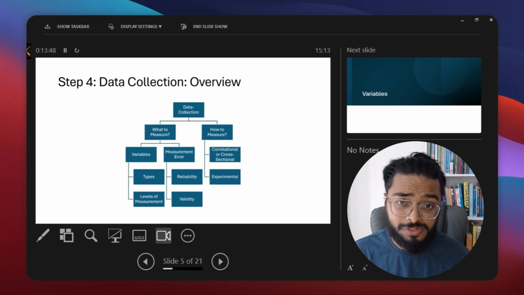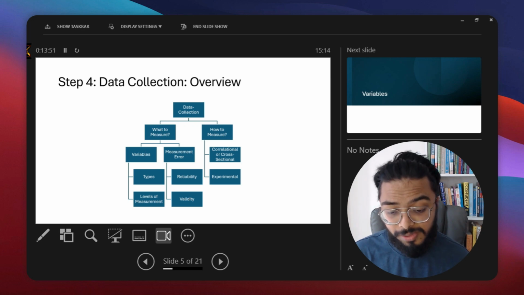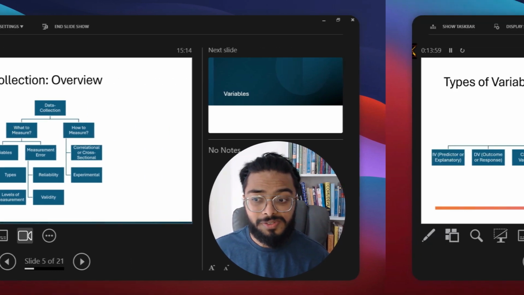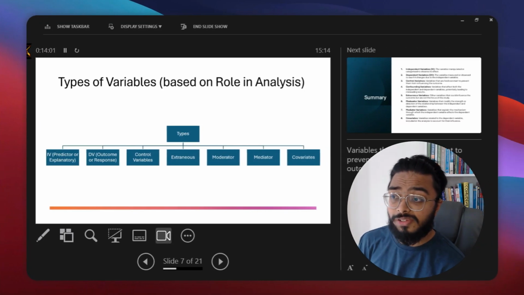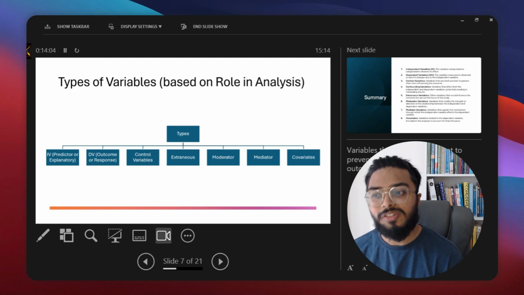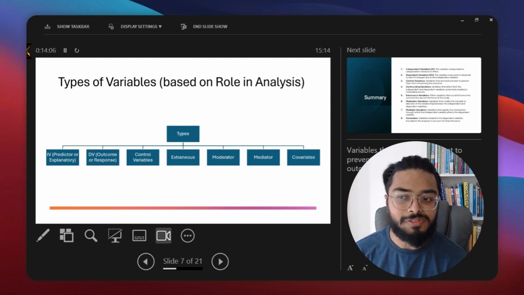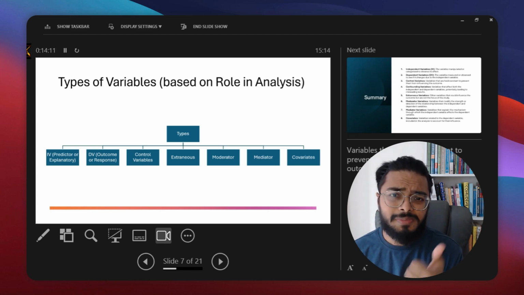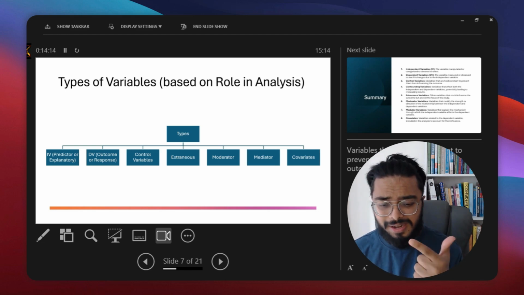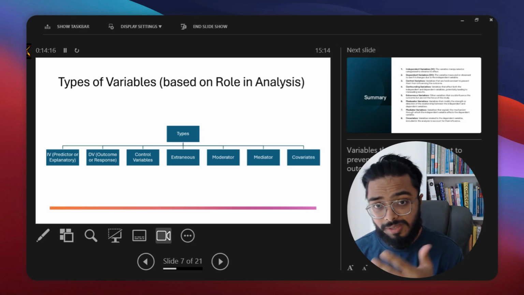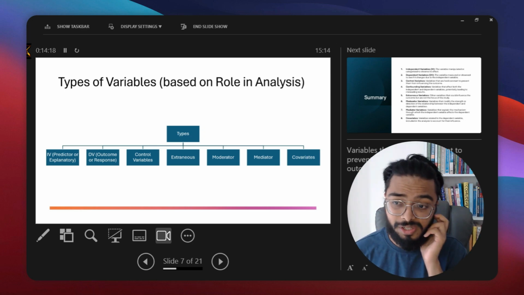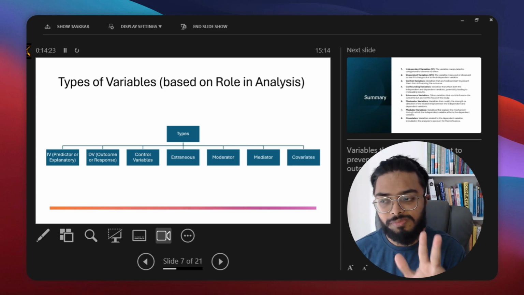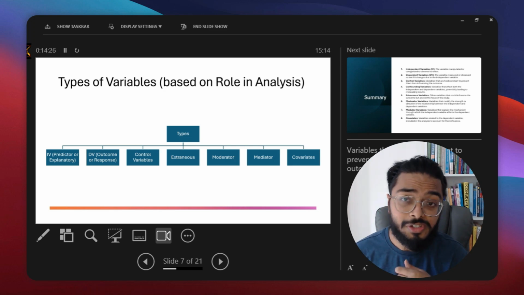To test your hypothesis, you need to measure specific variables. Now, there are different types of variables. So based on the role in analysis, broadly speaking, you can divide it into 7 different parts, but if you want to keep it simple, there is independent variable, dependent variable, and maybe the control variable. You can consider these 3, and there will be the others, and we'll cover those later. But these are the 3 important things, and the most frequent ones that you will come across.